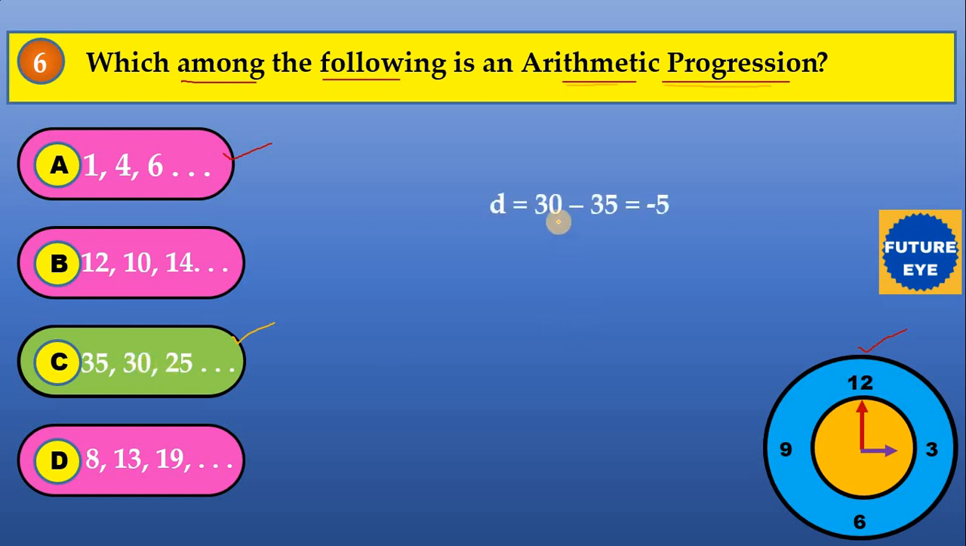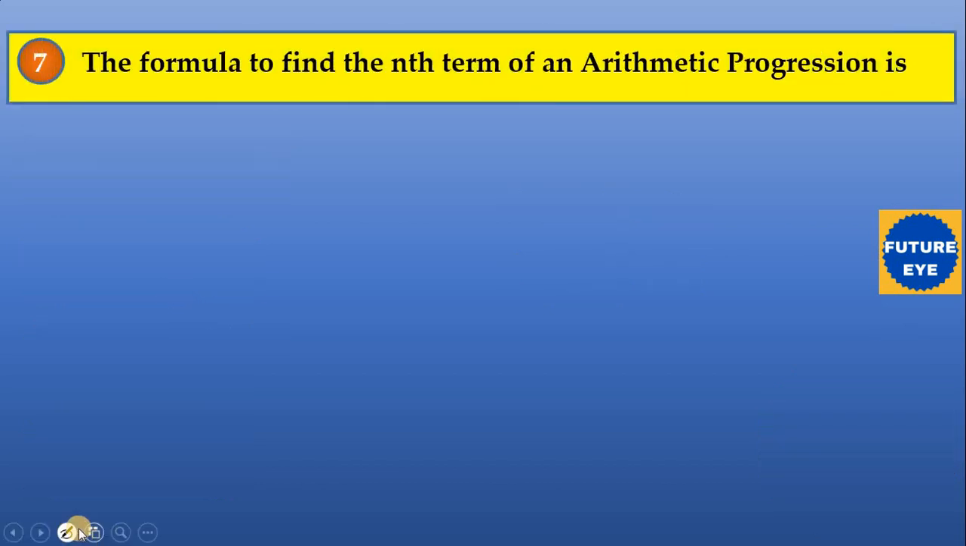A2 minus A1. A2 is 30, A1 is 35. So 30 minus 35, we get minus 5. Again find D for these two terms. A3 minus A2, that is 25 minus 30. Again we are getting D is minus 5. So look at here, the common difference is the same for every term. Hence, C is the correct option for this. Next, let us take another problem, children.